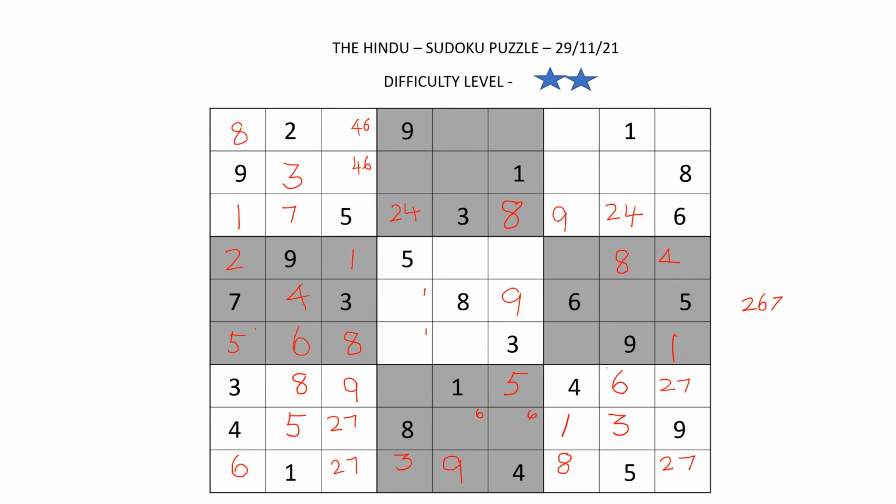Now 3, this 3 is blocking here, and we have a 3 blocking here. So this cell takes 3. Now we have a 7 blocking here. So this becomes 7. And there is only one cell missing, and the number is 2.